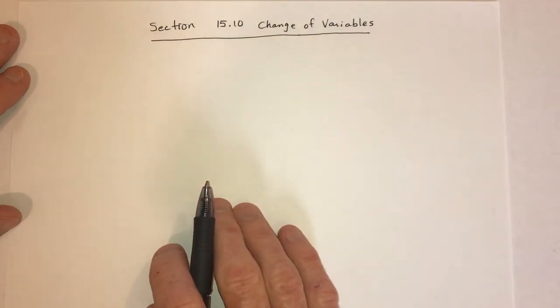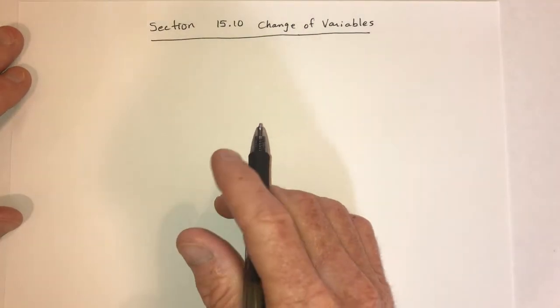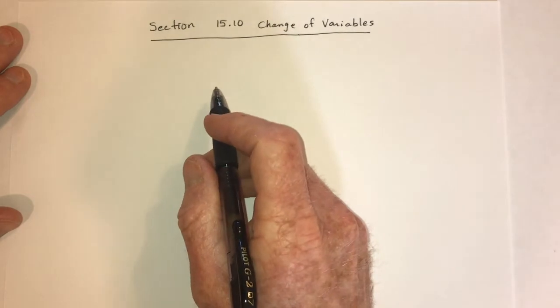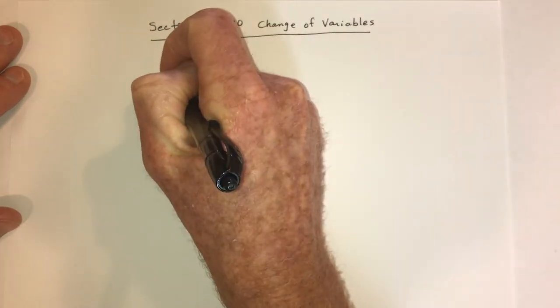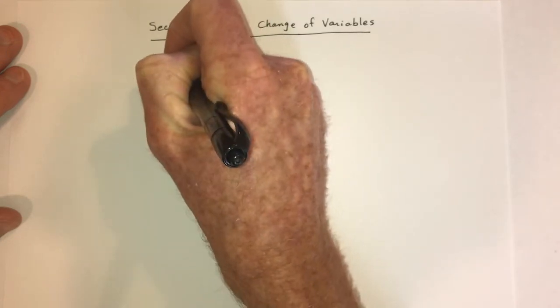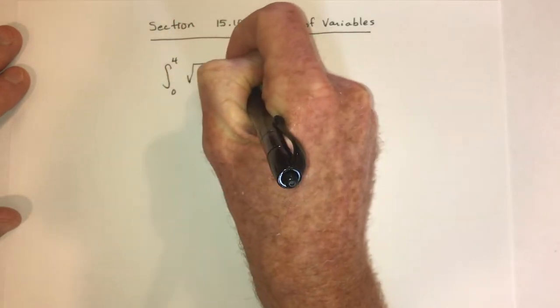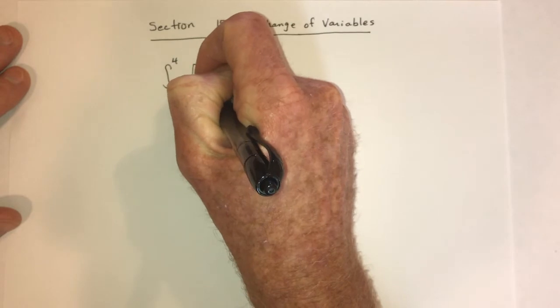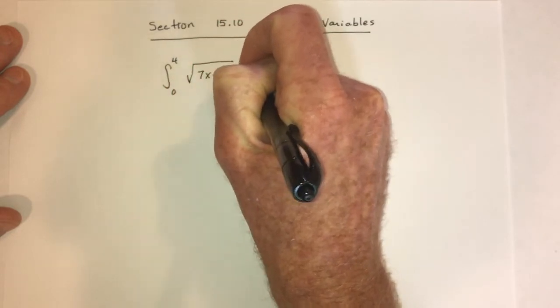And now for the change of variables. Let me show you first of all that we actually did this in Math 3a and Math 3b. So if you're going to integrate, let's say from 0 to 4, the square root of 7x plus 1.